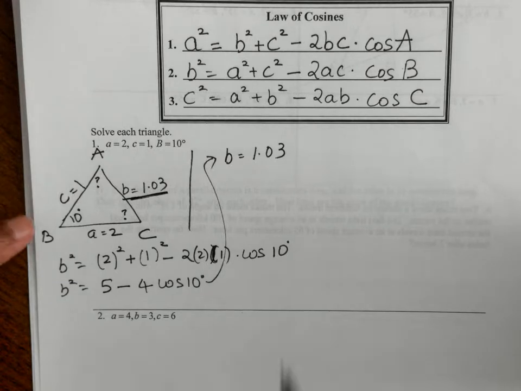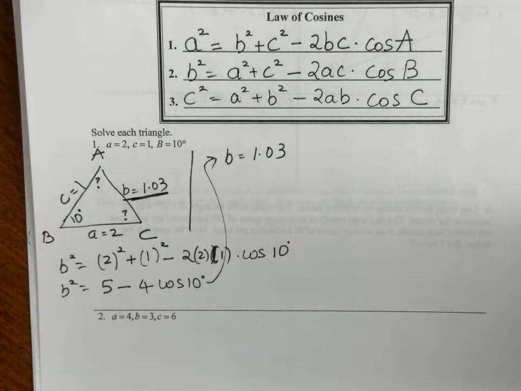Okay, so now what's happening is, I do have, okay, everybody okay? Did everybody get that for B?